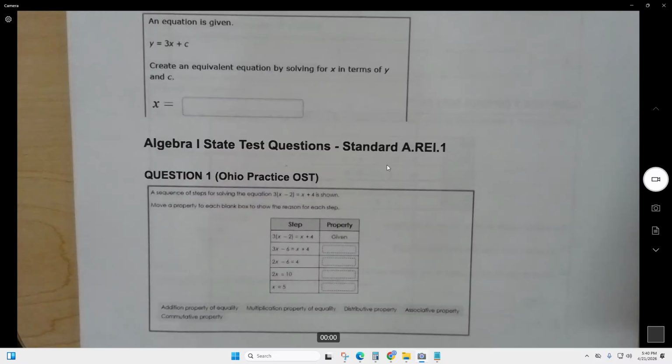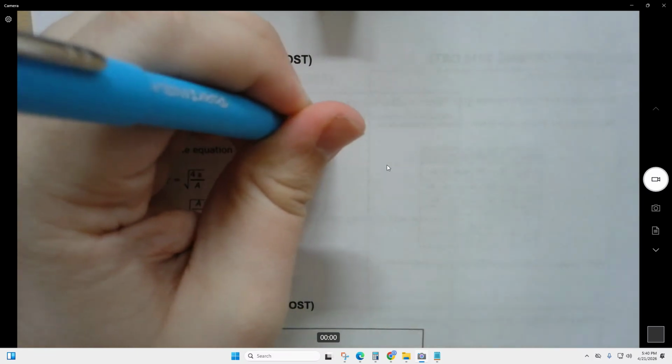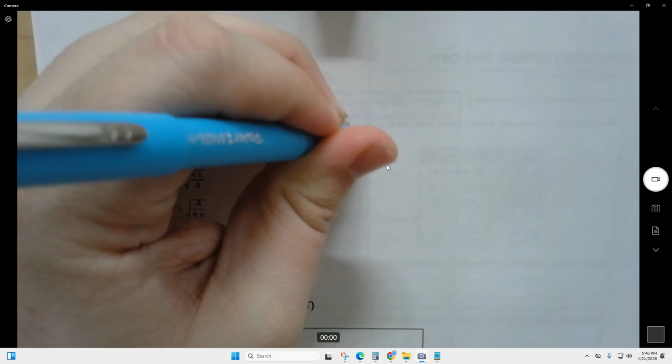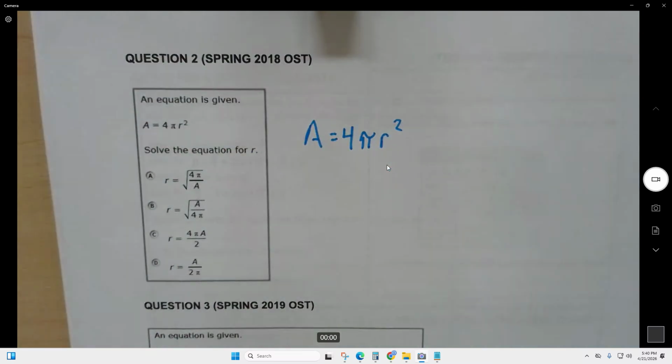Question 2. From the spring 2018 OST, here we are. An equation is given. A equals 4 pi R squared. Solve the equation for R. Again, all you're doing is you're getting R by itself. I'm going to rewrite the equation over here. A equals 4 pi R squared. All right. So you need to get rid of everything attached to R.